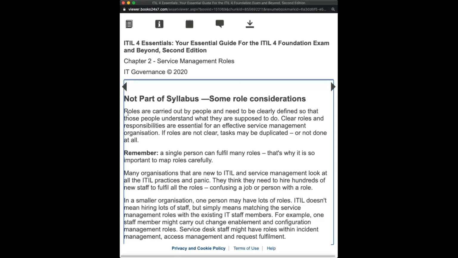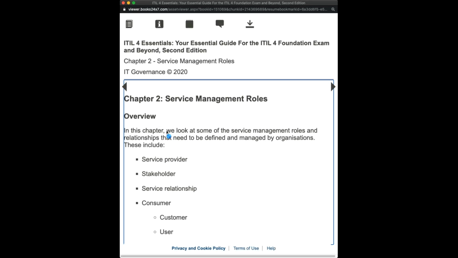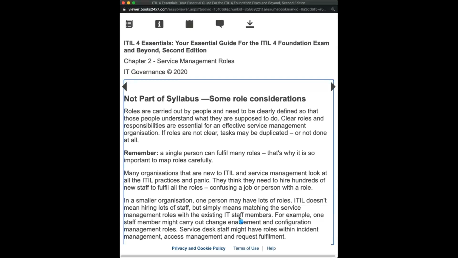So what it's saying is that if there are clear roles, then we can have clear responsibilities as well, and that would make it an effective service management organization. What it means by that is we don't want, let's say, when we go back here, me to be a stakeholder and also a service provider. That confusion is hard, and you don't know how to deliver your service properly, or you don't even know who you are.